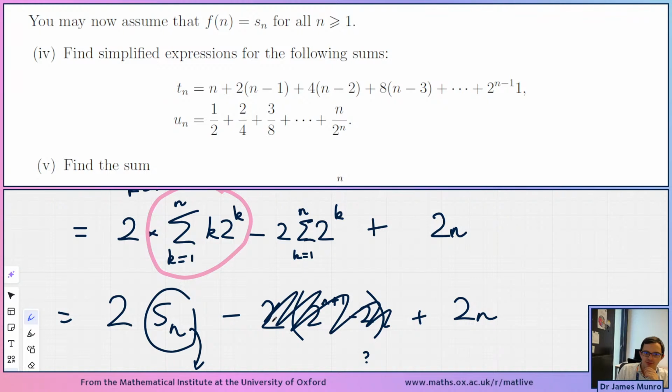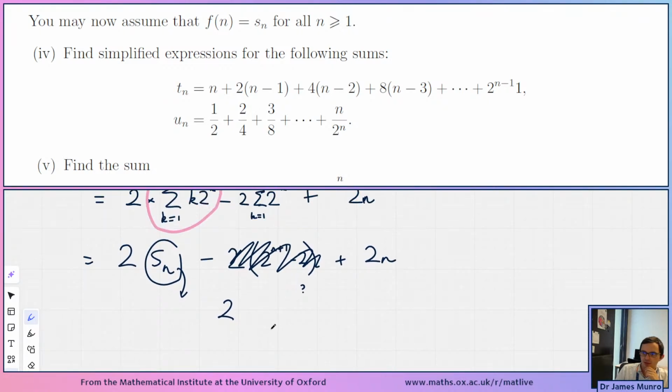There's a big 2 up front. Looking at this, the first term is 2 plus 4 plus all the way up to 2 to the n. The first term is 2. There are n terms. The common ratio is 2.